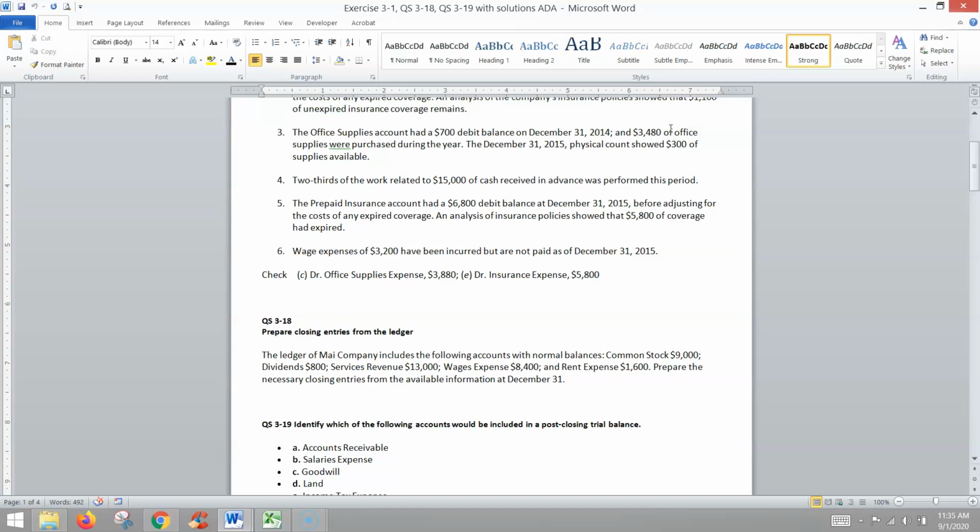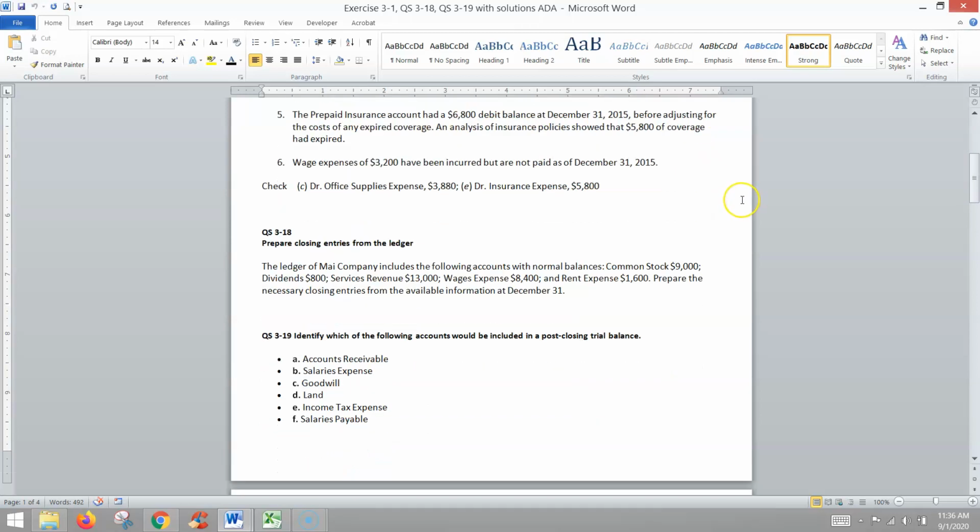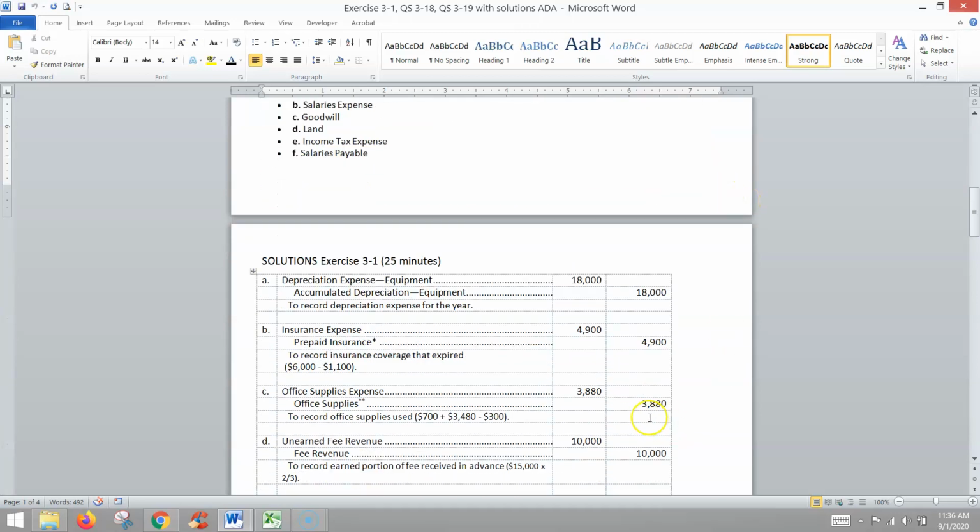You can think of it as a supplies cabinet. During the year, we use it, we take it out of the cabinet, and now at the end of the year, we need to record how much is expense. So to calculate the amount, we're going to take the 700 plus 3,480 minus 300. That's the amount of our office supplies expense. We're going to debit office supplies expense, $3,880. We're going to credit the asset office supplies, $3,880.